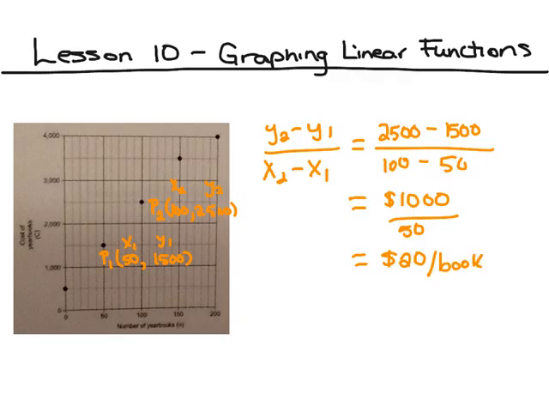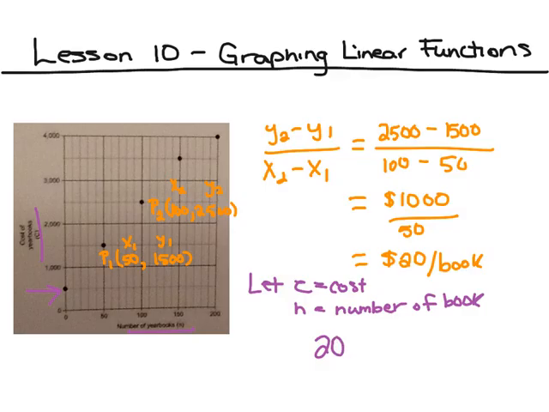Now when you make your equation, we're going to choose our variables. So let's let C equal the cost and N equal the number of books, just like it says on our graph here and here. So we know that it initially starts at 500. So it's going to be 20 times however many books we buy plus the initial 500. So that is your formula for the cost.